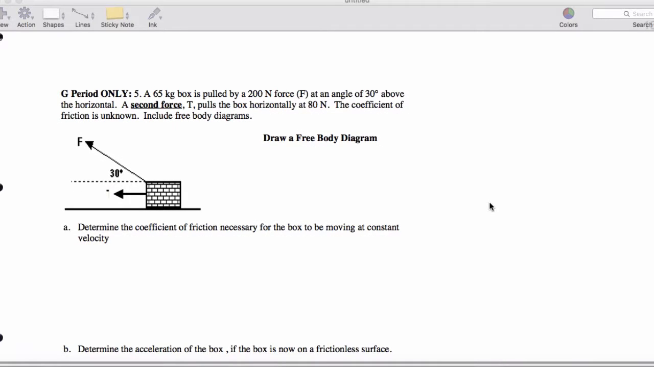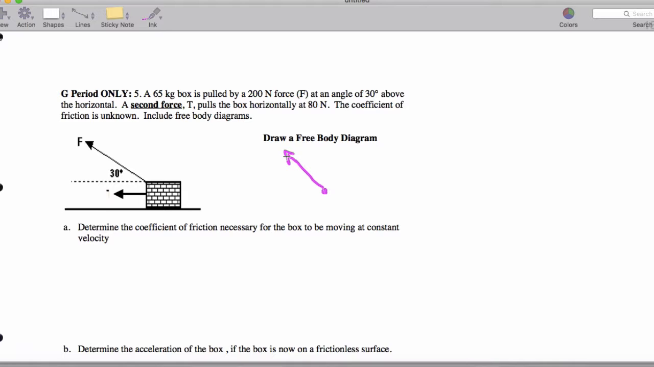Well, we have this complicated force question, and what we need to do is draw a free body diagram. So we have this force F going diagonally like this. Now we're told that there is friction, so we'll put a little force of friction there. We have an unknown tension, and we have this gravity weight force pointing down, as well as a normal force pointing up.